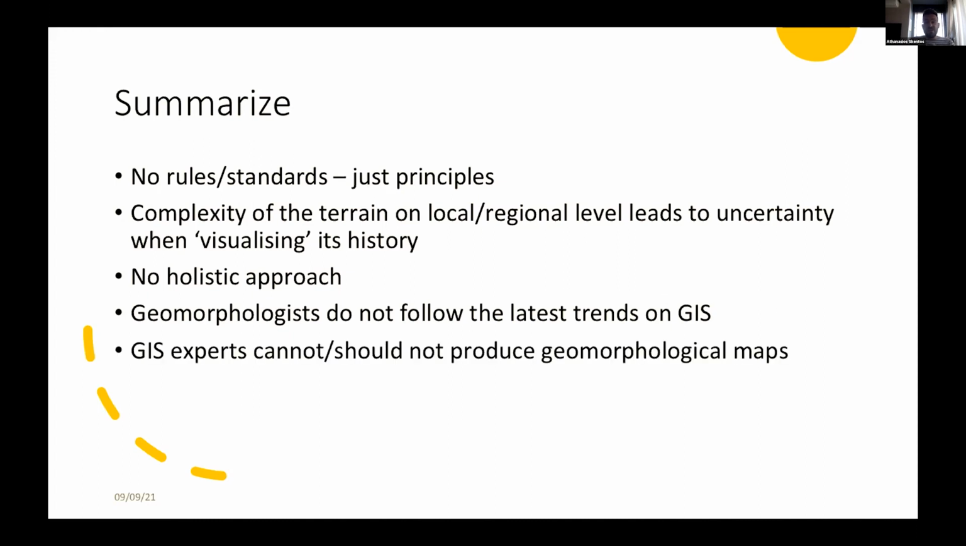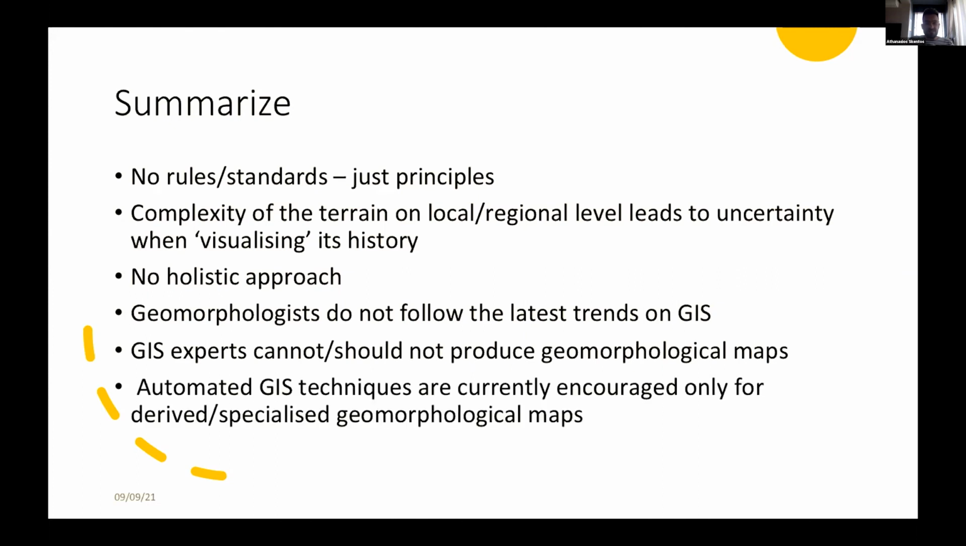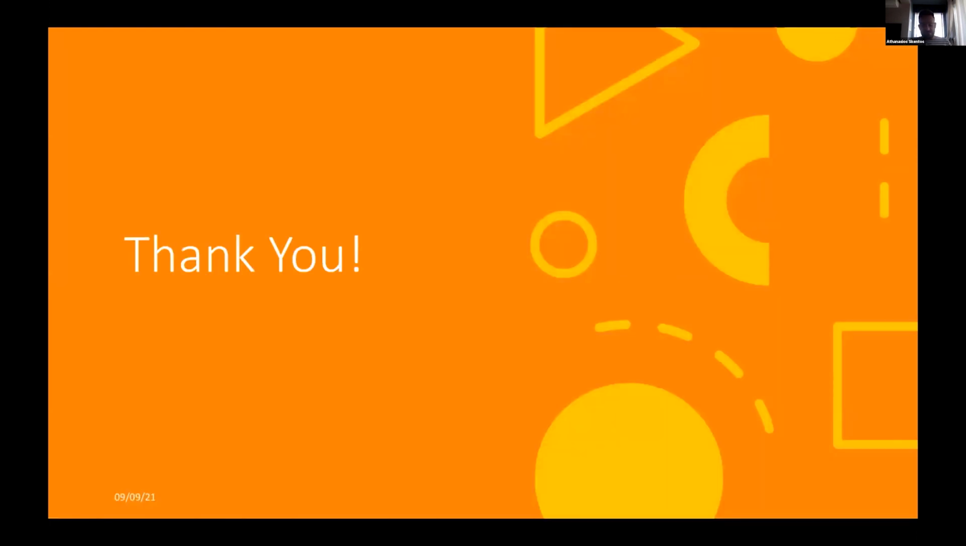A GIS expert cannot and should not produce geomorphological maps. However, we've seen them doing quite a lot of work producing just specialized, derived geomorphological maps. And finally, automated GIS techniques are currently encouraged only for derived specialized geomorphological maps. And that's it. Thank you.